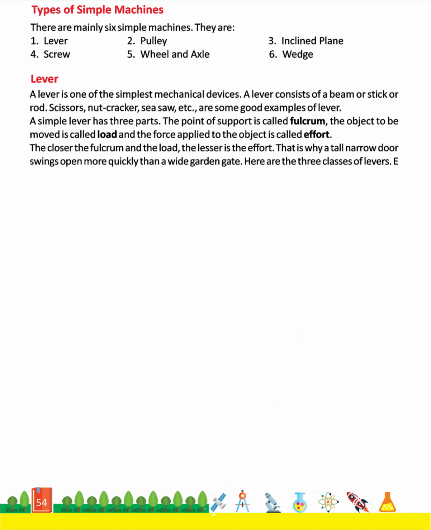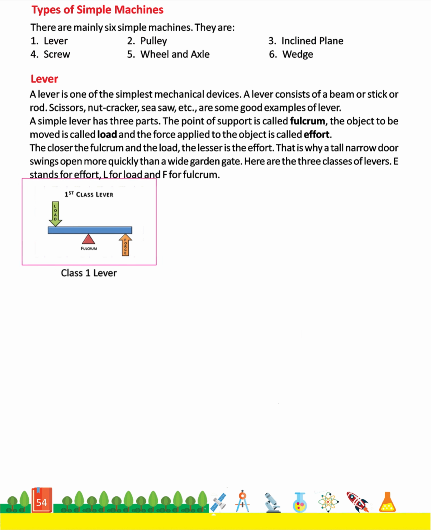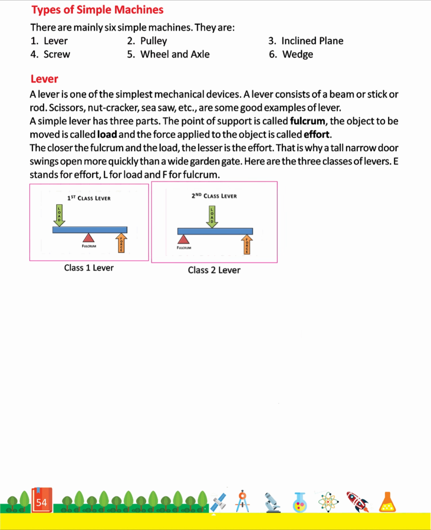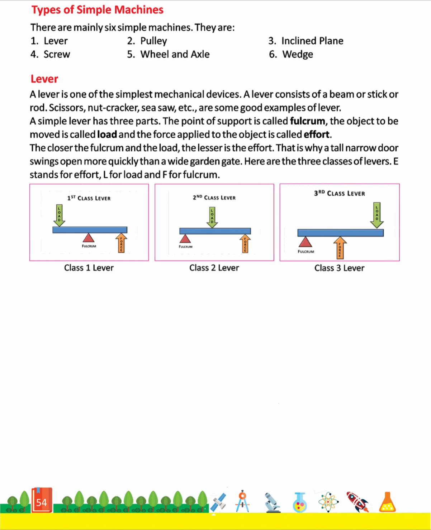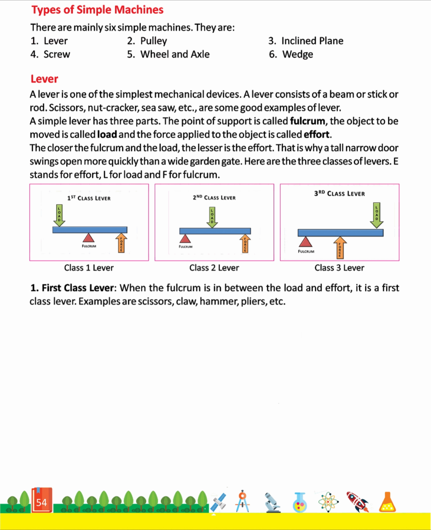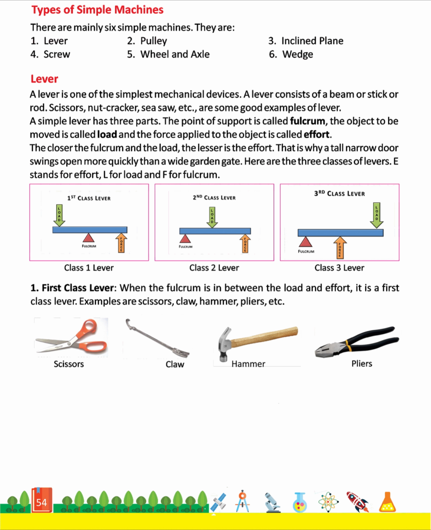Here are the 3 classes of levers. E stands for effort, L for load, and F for fulcrum. Class 1 lever, Class 2 lever, Class 3 lever. 1. First class lever. When the fulcrum is in between the load and effort, it is a first class lever. Examples are scissors, claw hammer, pliers, etc.